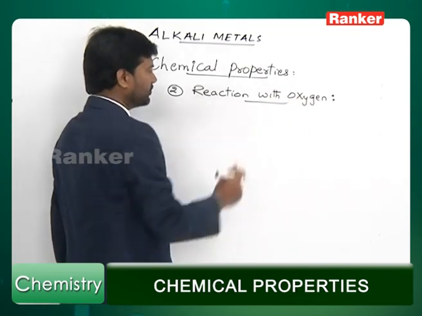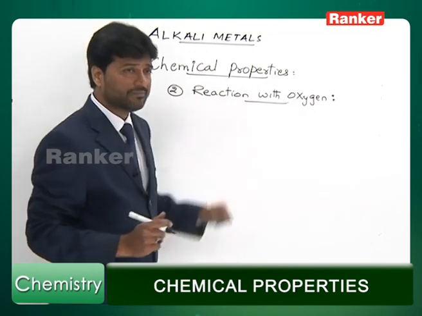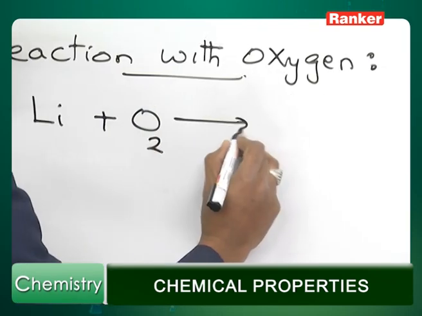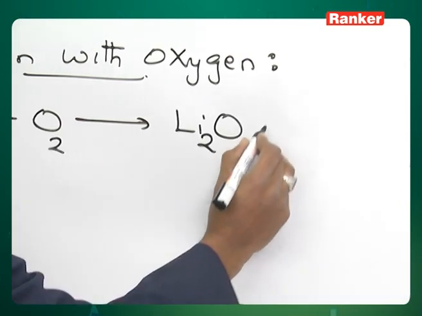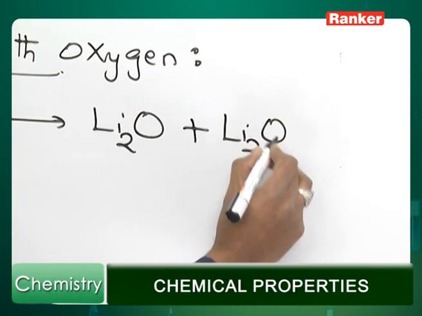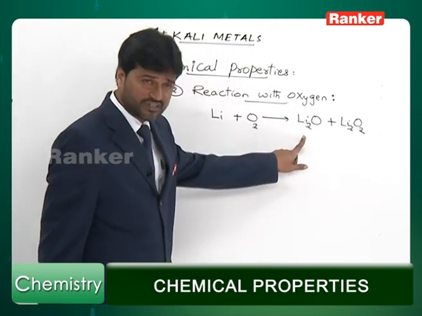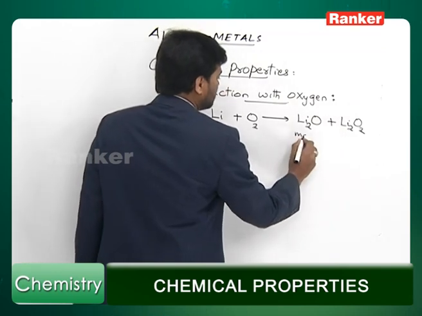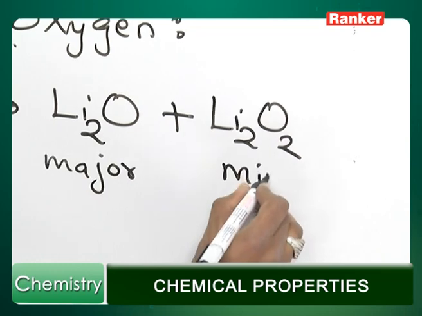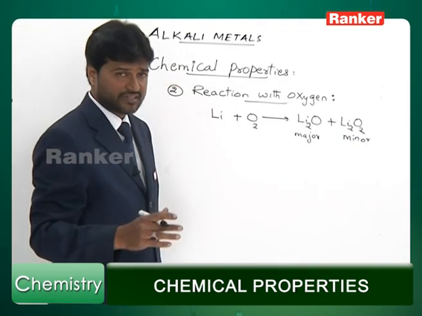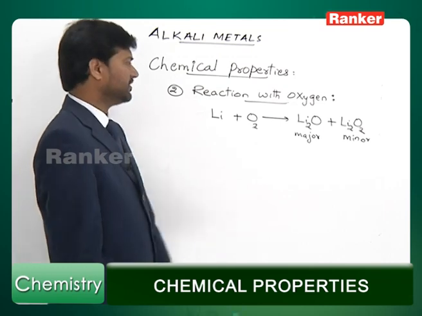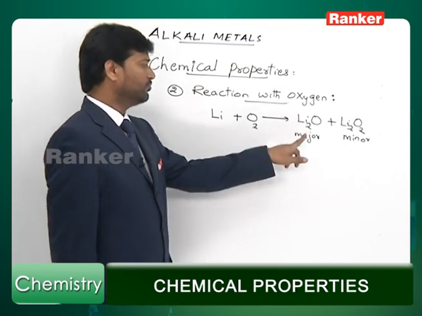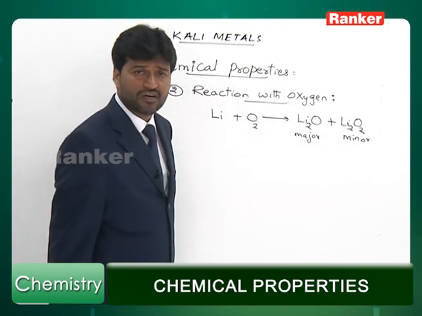Let's see how alkali metals react with pure oxygen. This time we are using pure oxygen. Reaction of alkali metals with pure oxygen. If you take lithium, it will react with oxygen and you get Li2O and Li2O2. This is a normal oxide, this is a peroxide, lithium peroxide. This is major and this is the minor product. So, we can say when lithium combines with oxygen, it gives a large amount of Li2O and a very small amount of Li2O2. Li2O is a normal oxide, Li2O2 is a peroxide.